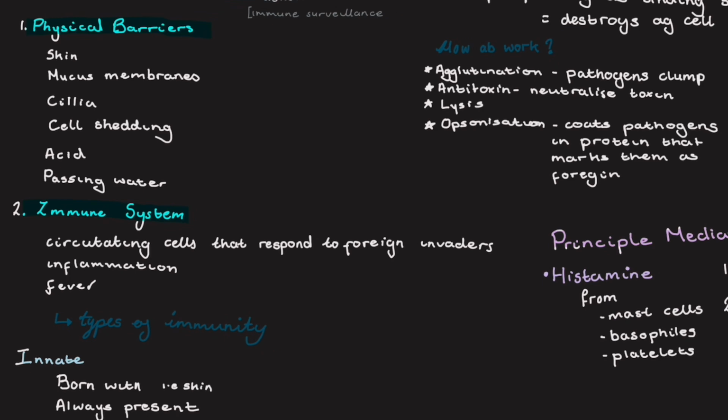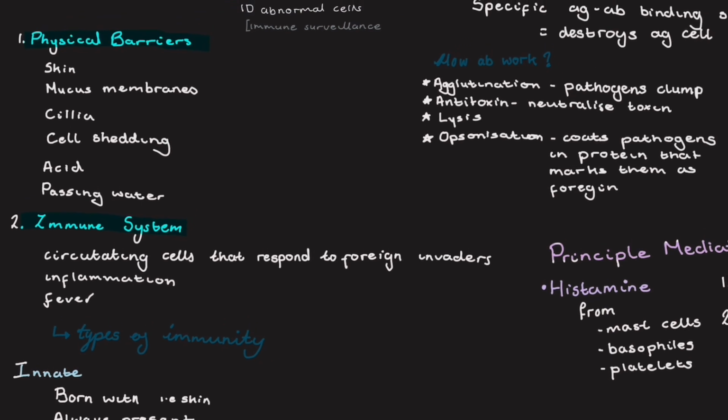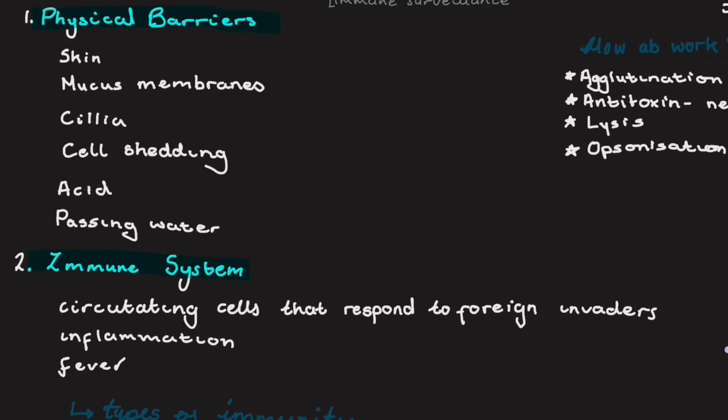So the body has two main defence mechanisms. The first one being the physical barriers, so you've got your skin, your mucosal membranes, like in the linings of the mouth, nose and eyelids. You've got mucus and cilia of the airways. There's acids and enzymes, as well as cell shedding in the digestive system, and water passing.